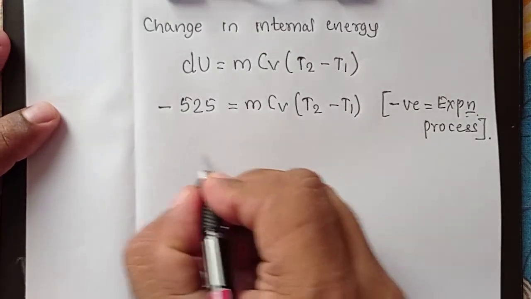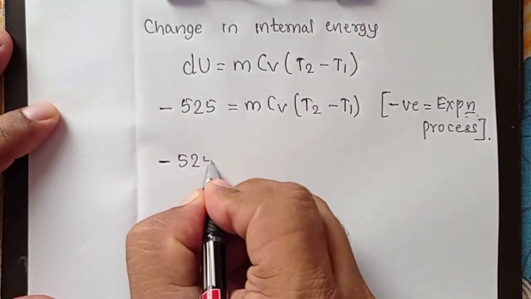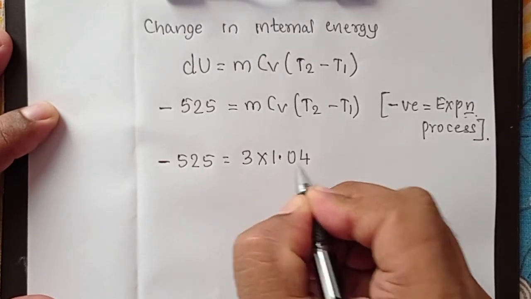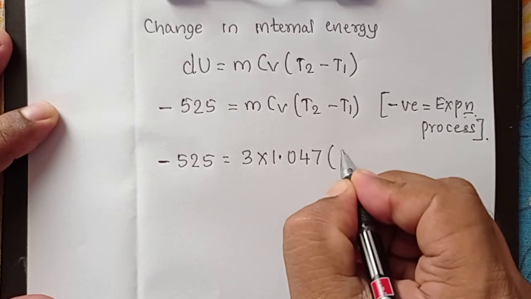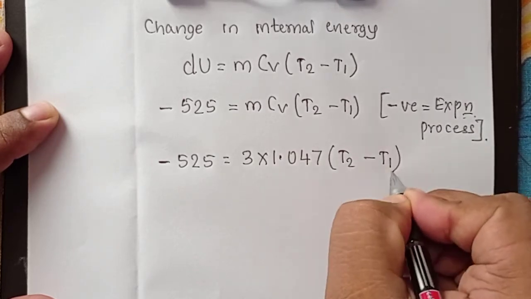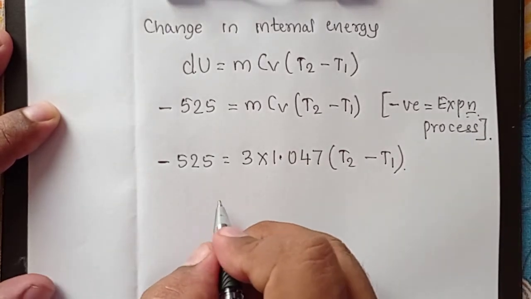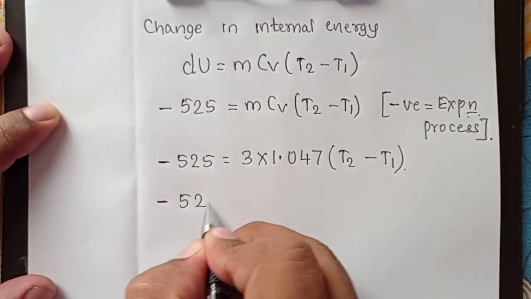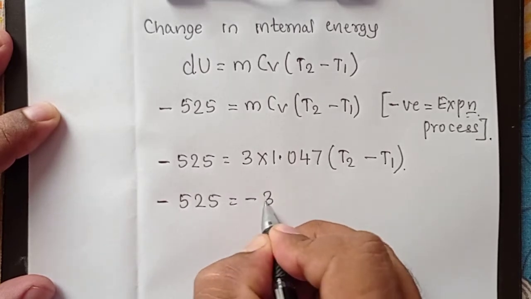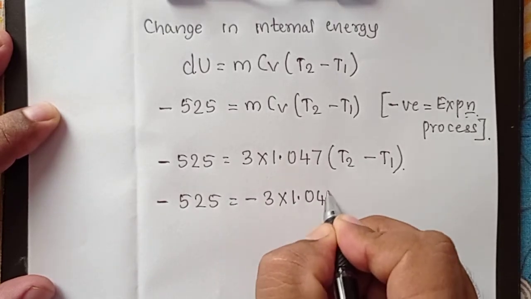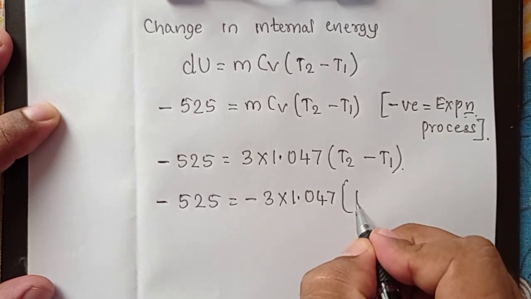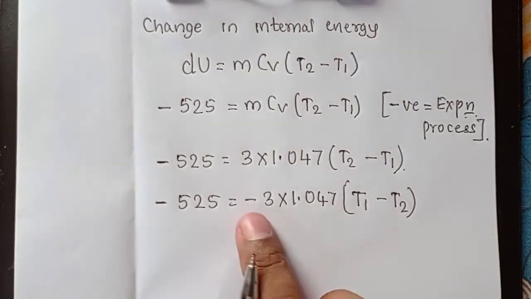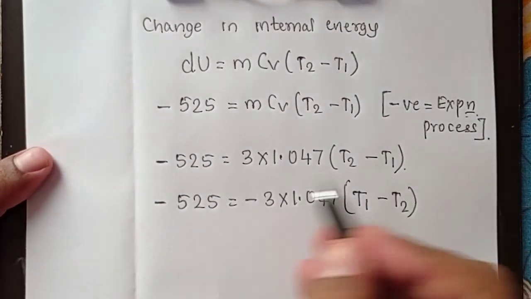So I can write minus 525 will be equal to m is 3, Cv is 1.047, and T2 minus T1 we don't know the value, so I will write it as it is. So minus 525 will simplify. I will change this sign, multiplying by minus, so it becomes T1 minus T2. The minus comes outside, so I am writing it minus.